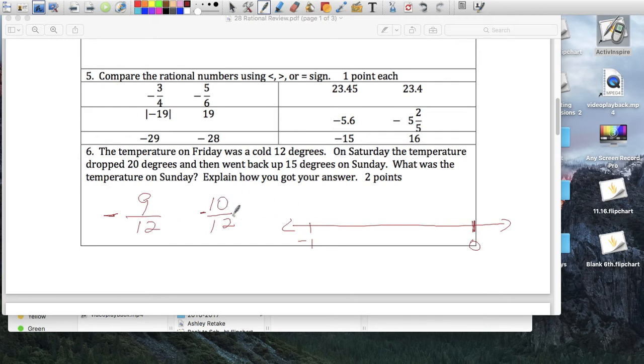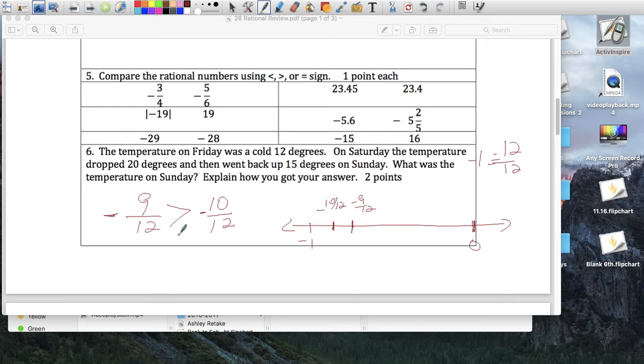-9/12, -10/12. Well, remember, -12/12 would be -1. So 10 pieces. If you had a whole of something and you cut it into 12 pieces, 10/12 would be about here. And then 9/12 would be a little less. Okay, so if you place them on a number line, it's very clear that -9/12 is to the right, which makes it a bigger number, so you can say that it goes like that. The number on the right will always be bigger.